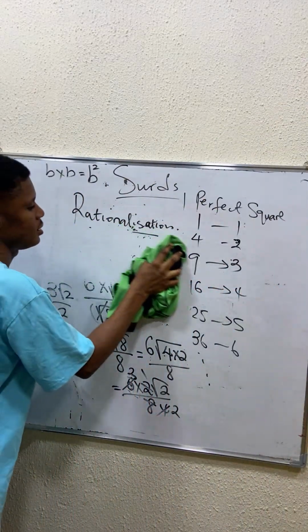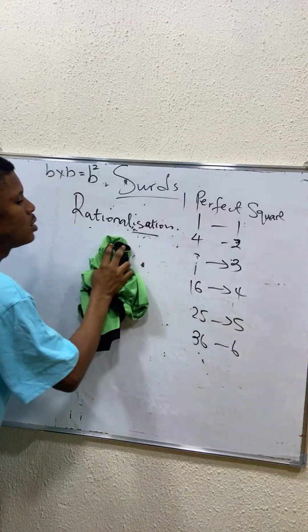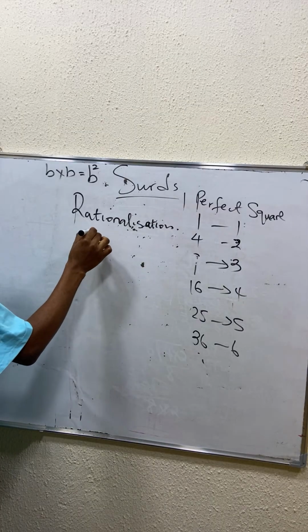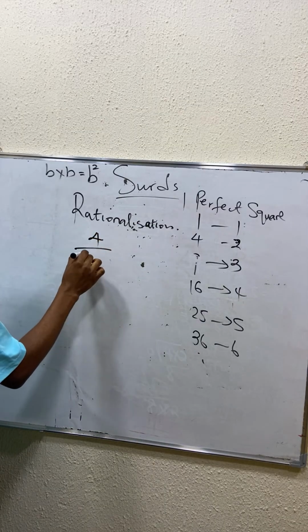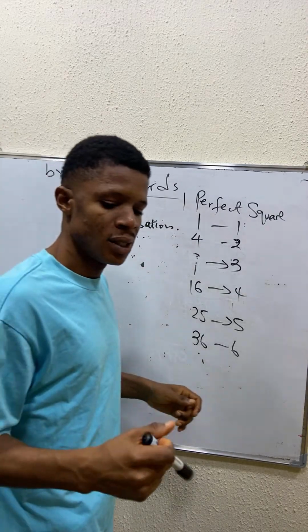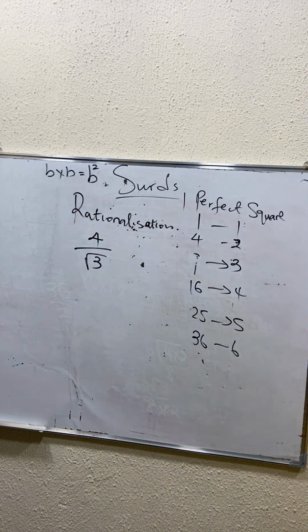Okay, and that's the answer. It's very simple. So guys, I want you to simplify 4 over root 3 for me. Let us know in the comments.